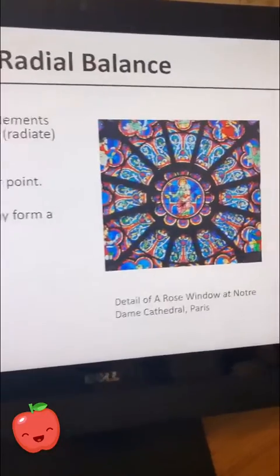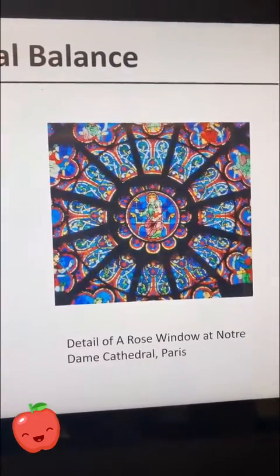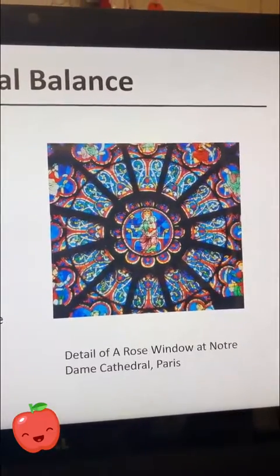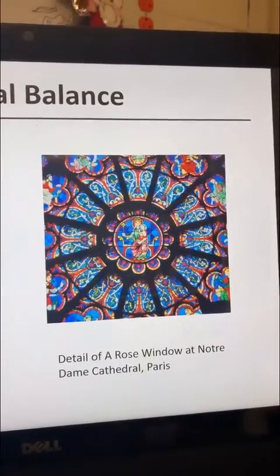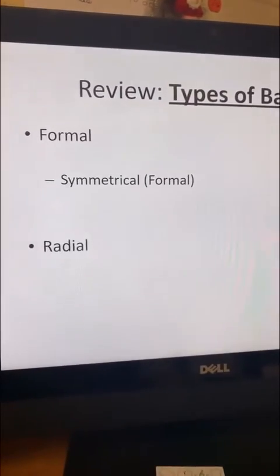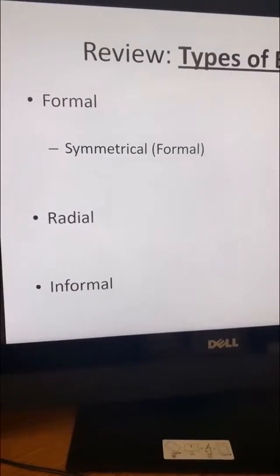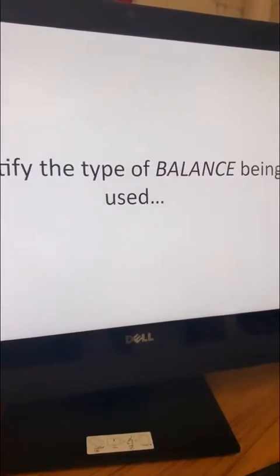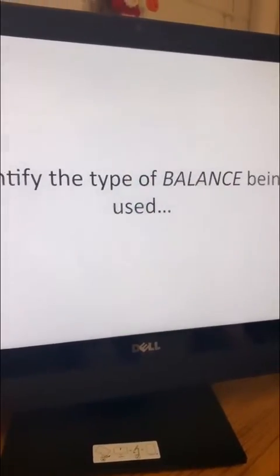Radial designs usually form a circular pattern like a mandala. Radial balance occurs a lot in nature, like a sunflower or the inside of an orange. So those are the 4 different types of balance: formal, symmetrical, radial, and informal. So we're going to look at some more examples, but specifically we're going to look at informal as well.